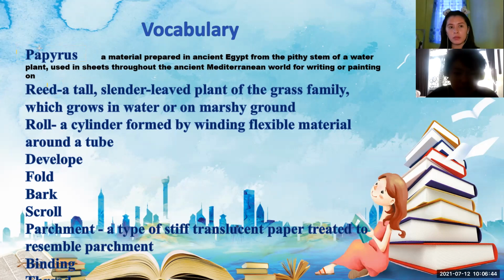Okay, do you have any question about the first and the second word? Yes, Ben, do you have any question about that? Okay, next word is roll. When you say roll, it is a cylinder formed by winding flexible material around a tube. You will roll it. That is a roll.